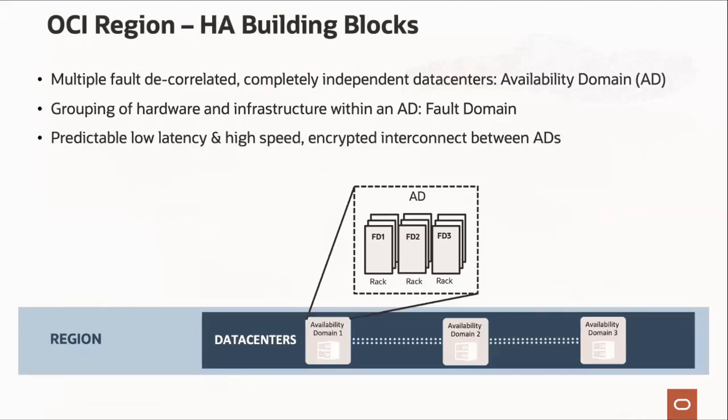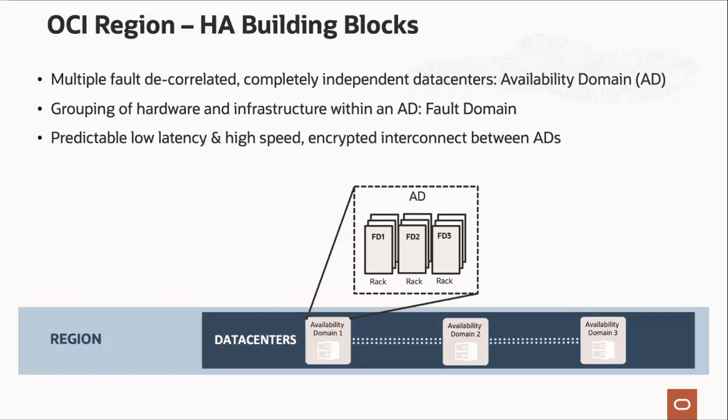And now that we've talked a little bit about regions, we can take a look at the data centers within a region. So these are going to be referred to as availability domains. And typically within a region, you'll have more than one availability domain. And this is so you can deploy highly available systems or applications within that region. So if we look at the visual here, we have our region at the bottom, and then within this particular region, we have 3 different availability domains or data centers.